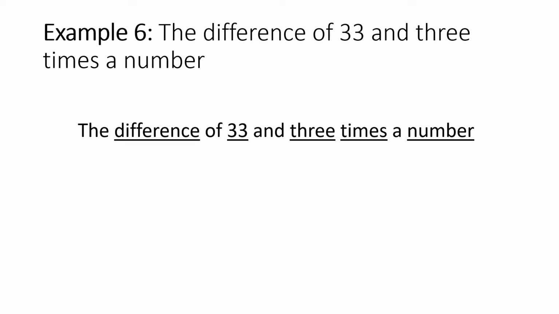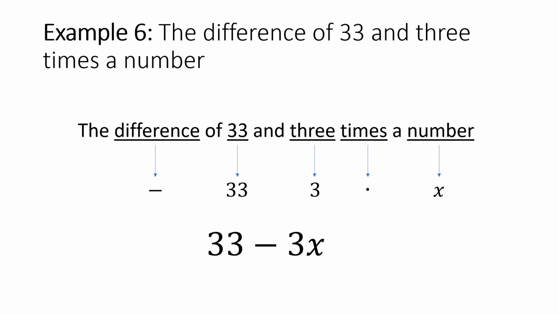Example 6, the difference of 33 and 3 times a number. Translating each important part, difference represents subtraction. 33 is 33, 3 is 3. Times represents multiplication, so I'm going to put a dot. Number is x. Here you want to look at 3 times a number. That's just going to be 3x. Difference means subtraction, so you're going to subtract, and you're going to keep the order here the same as it's written, so it's just going to translate to 33 minus 3x.